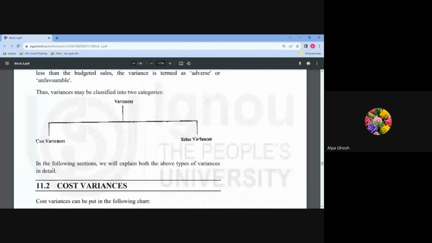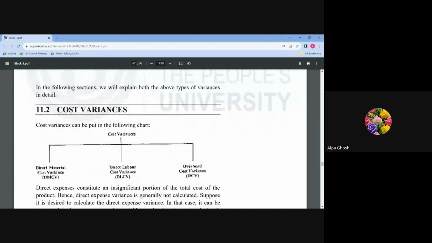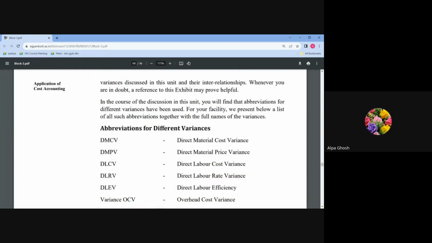So variances are mostly distributed into two categories: cost variance and sales variance. When we talk about cost variance, under cost we know three things are there: material, labor, and overhead. So direct material cost variance, direct labor cost variance, and overhead cost variance.